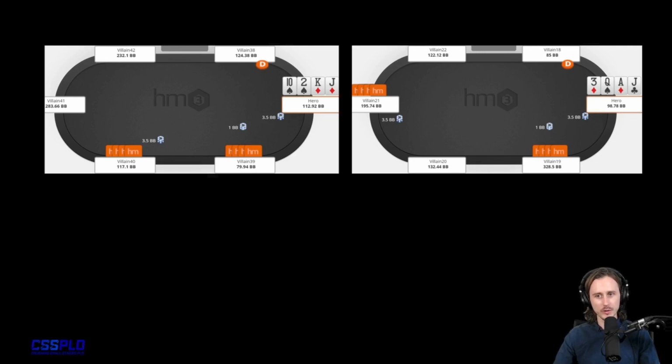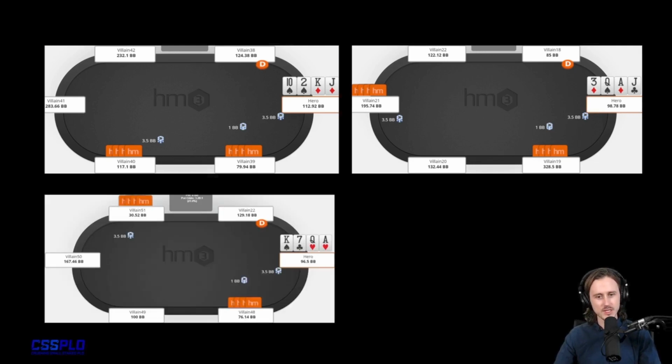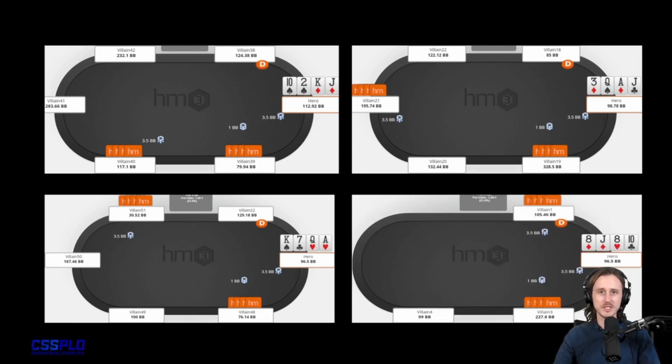Here's a hand where I called with Ace Queen Jack 3 single suited versus MP. Ace King Queen 7 single suited to the ace versus the cutoff. And here I decided to call with Jack 10 8-8 single suited versus the button.